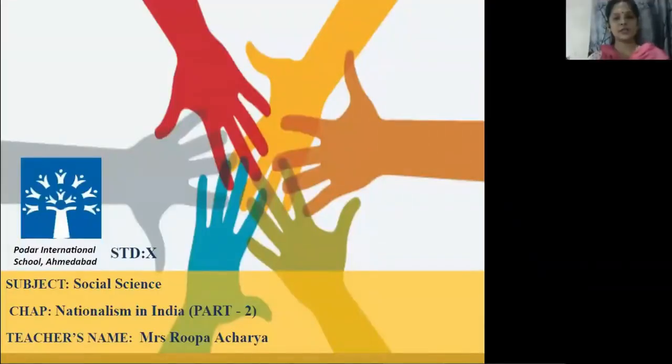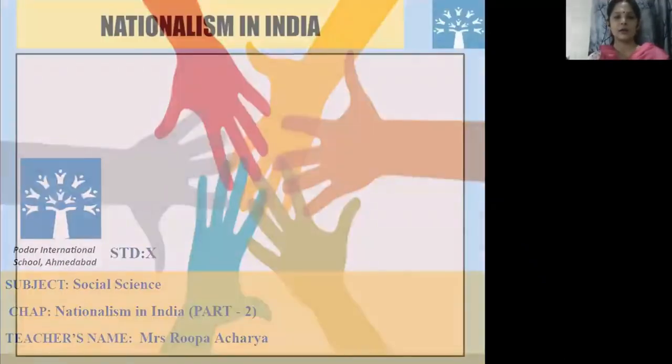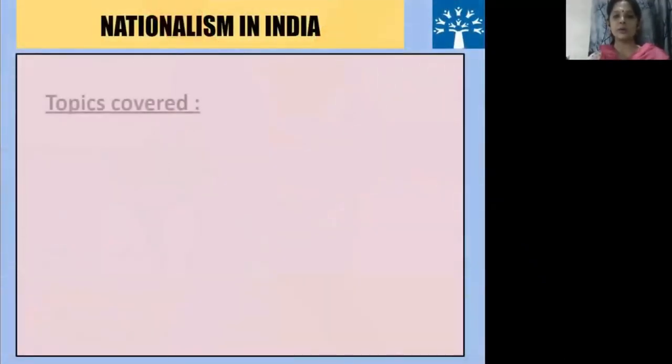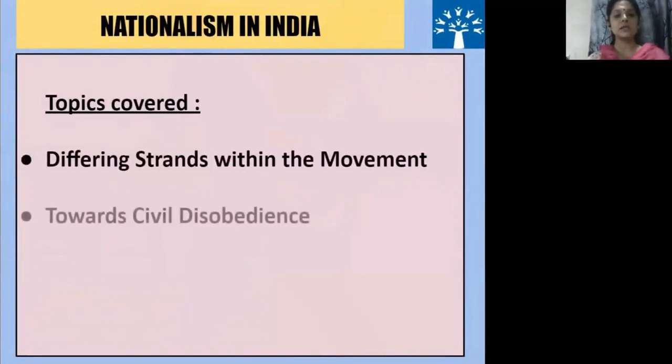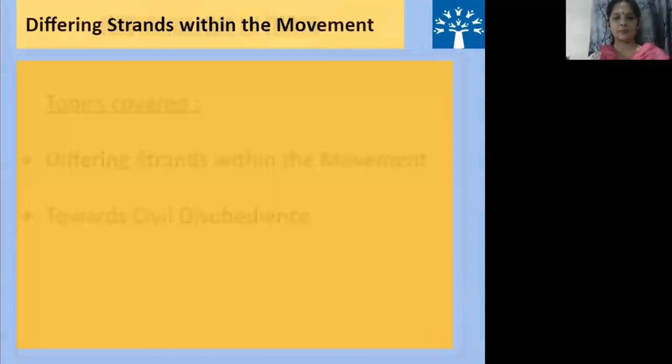Standard 10 Social Science, Nationalism in India Part 2. In this module, we shall be learning the following topics: differing strands within the movement towards civil disobedience, differing strands within the movement.